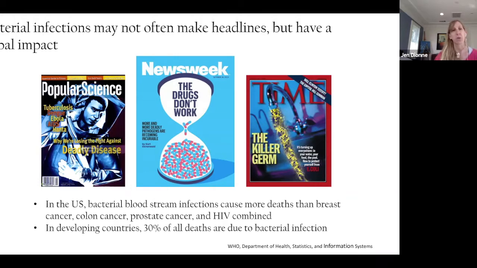And then if you look more broadly to developing countries, roughly about 30% of all deaths are due to bacterial infection. And I think the statistics are that roughly every second a child under 5 dies due to a bacterial infection. So these to me are very alarming statistics, and reason to maybe rethink why it is that the statistics are so bad, and if there's something that scientists can do to try to improve these statistics.